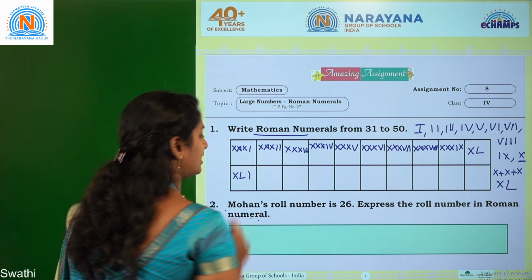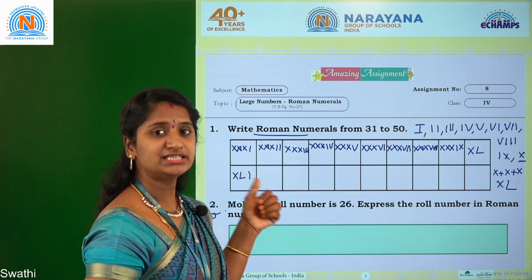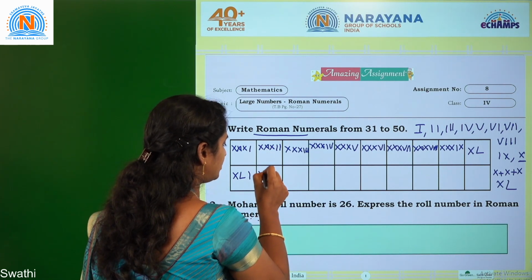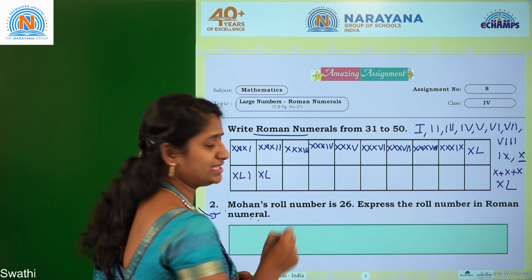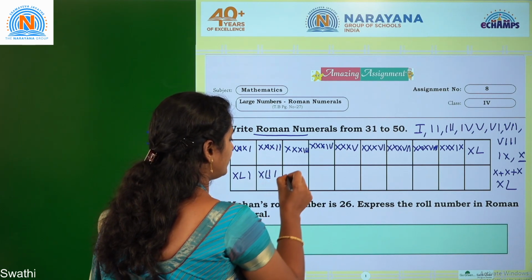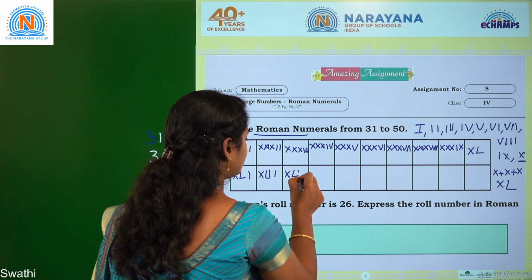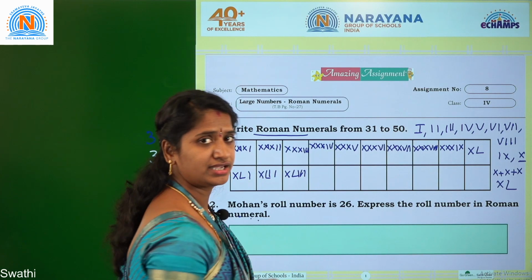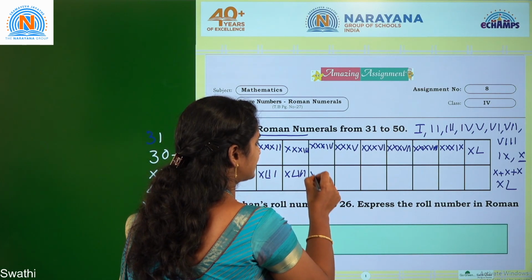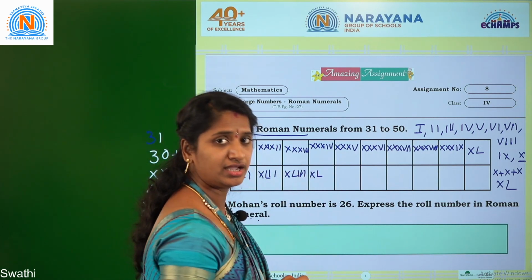XL is 40 and I is 41. And now 42. It is XL 40 and 2 means II. Now 43. It means XL 40 and 3 means III. Next 44. It is XL 40 and 4.